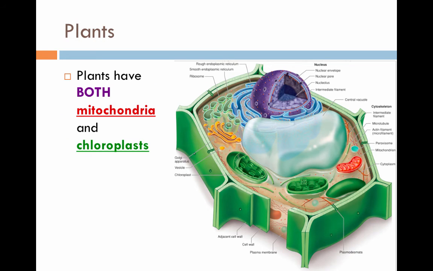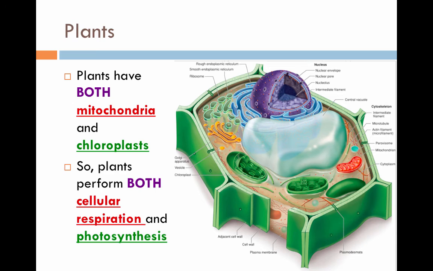The most common misconception that every student has is that animal cells perform cellular respiration and plant cells perform photosynthesis, and that's it. This is not true. Plant cells have both mitochondria and chloroplasts, which means they do both cellular respiration and photosynthesis. So I'm going to say this again. Plant cells do both photosynthesis because they have chloroplasts and cellular respiration because they have mitochondria. Animal cells just have mitochondria, so animal cells just do cellular respiration.